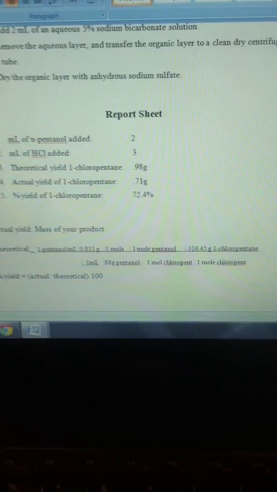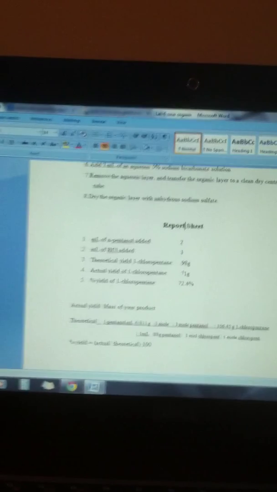Once you calculate it, I calculated 0.98 grams, which is what you're supposed to get theoretically if you were to do this experiment. My actual was 0.71 grams. Once I calculated my percent yield, it was 72.4%, so not that good.